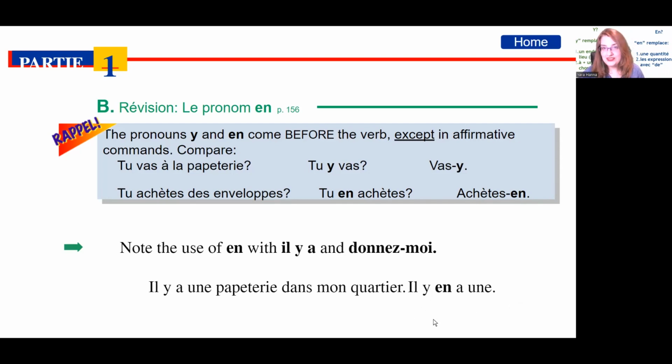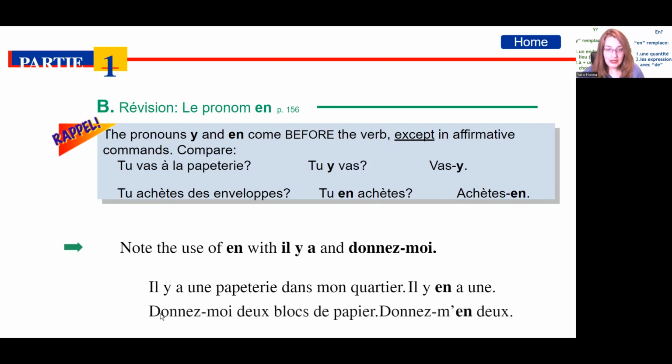There is one of it, right? Il y en a une. Now, donnez-moi 2 blocs de papier. Give me 2 stacks of paper. Here is something you have to memorize. Donnez-moi 2. So, un replaces 2 blocs de papier, right?